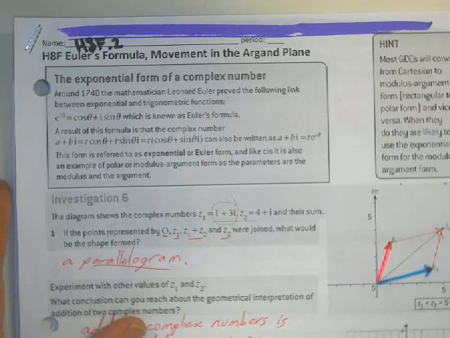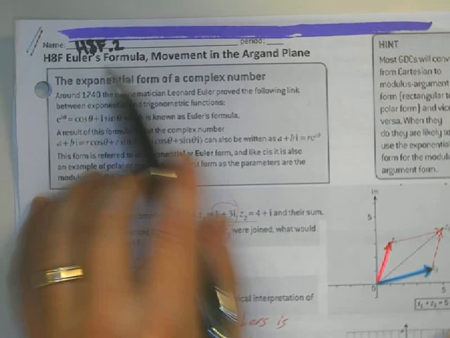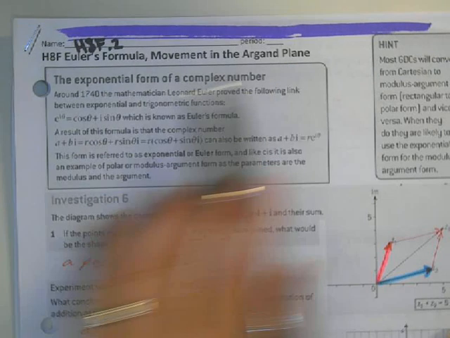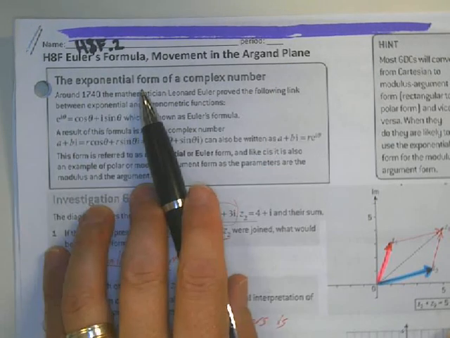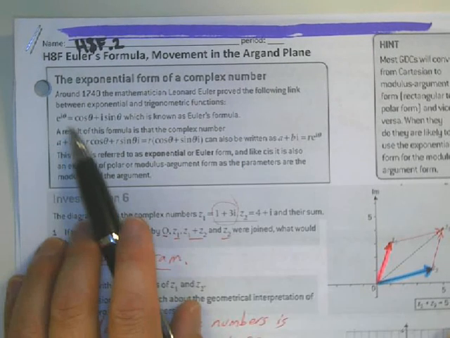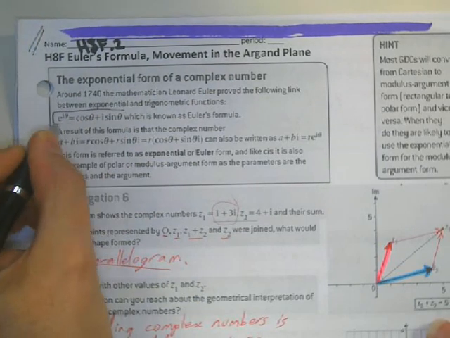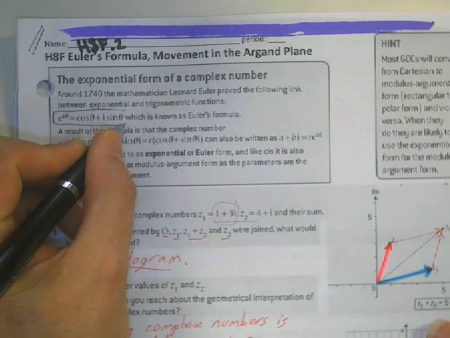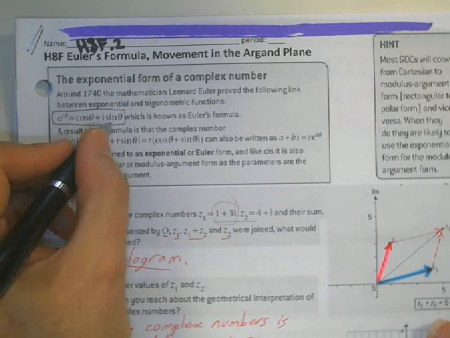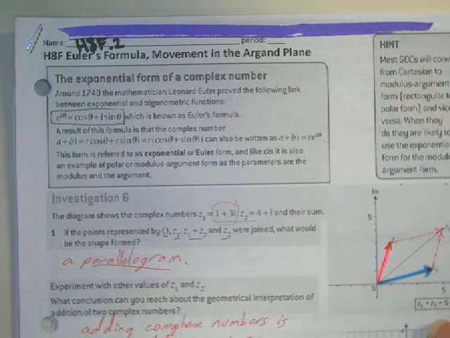Okay, now we're going to talk about Euler's formula and movement in the Argand plane. So, the exponential form of a complex number can be written like this. e to the i theta is equal to cosine theta plus i sine theta, and that's known as Euler's form.